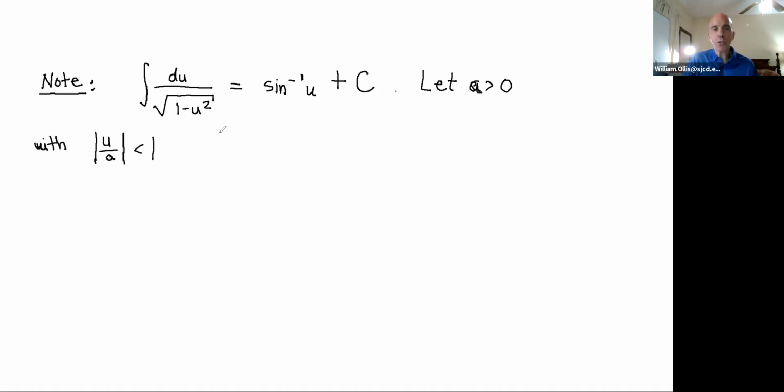So what we want to do is note that u here would, in absolute value, have to be less than 1. Now, if we want to make a user-friendly formula with a positive a, then we need to have this stipulation so the formula makes sense. So now this implies we replace u with u over a.